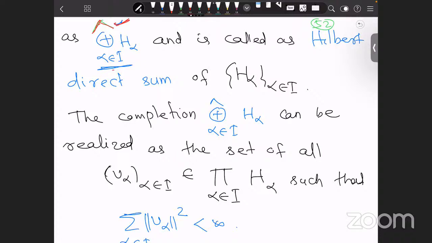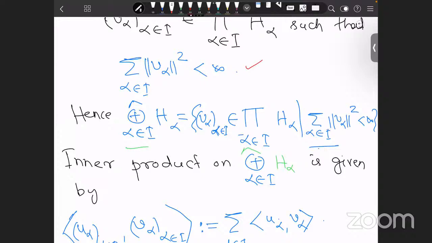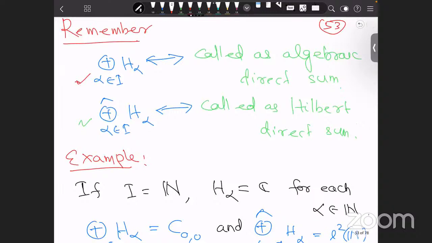The completion, the Hilbert space direct sum of H_α, α in I, can be realized as the set of all (v_α), α in I, belonging to the Cartesian product of H_α, such that the summation over α in I of the norm of v_α squared is finite. The inner product on the Hilbert space direct sum is given by the inner product of (u_α) and (v_α), which is equal to the summation over α of the inner product of u_α and v_α. So this is the thing. Remember, this notation means algebraic direct sum, and this notation means Hilbert direct sum.